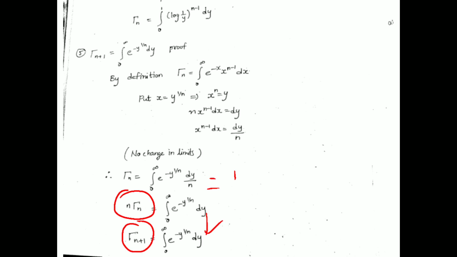So these are the properties and their proofs. So that's all about the gamma function and its properties. Thank you.